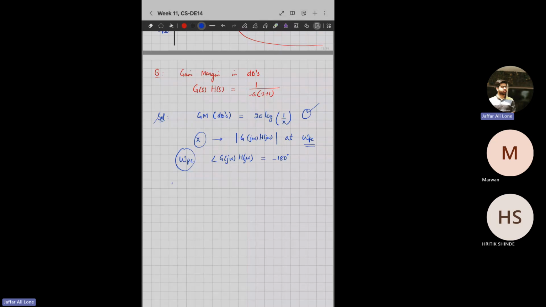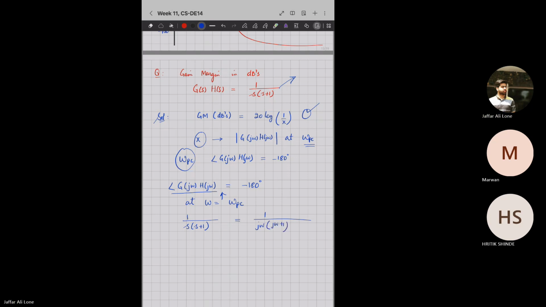So I will equate this. My angle of G(jω)H(jω) is equal to minus 180 degree. This will hold at omega equal to omega PC. When my omega is equal to phase crossover frequency, then this holds. Now what is the angle? See, this is your transfer function. So I'll write it again for you: 1 by s into (s plus 1). So this is equal to 1 by jω into (jω plus 1).